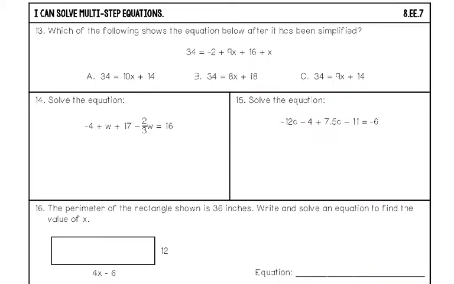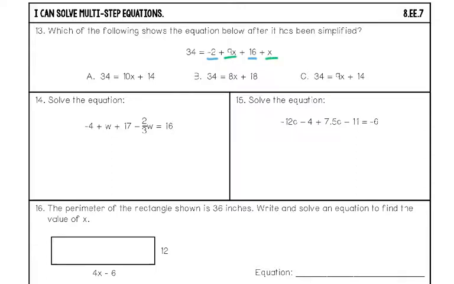The next section is solving multi-step equations. Which of the following shows the equation below after it's been simplified? So we're not trying to actually solve this right now. We're just simplifying what we can. So we're just going to look at the right-hand side. We'll combine any like terms. So put our numbers with our numbers and our x's with our x's.